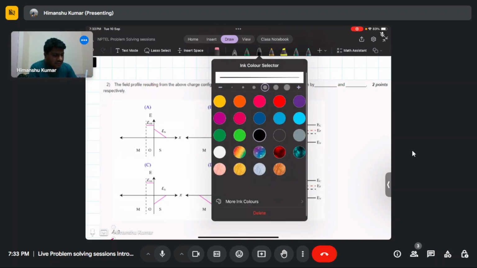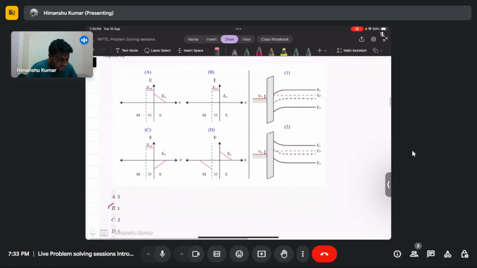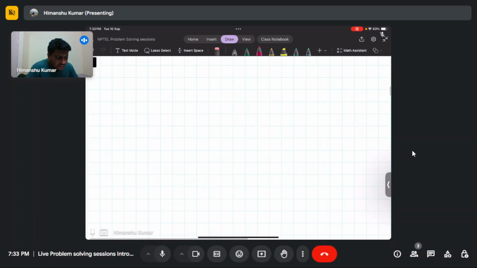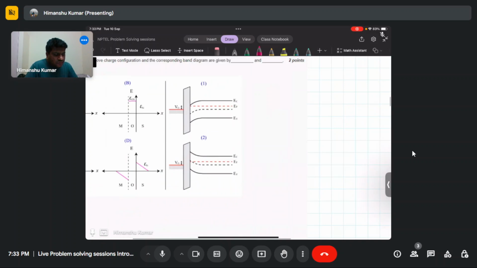Okay, so let's start the next problem. The field profile resulting from the above charge configuration and the corresponding band diagram is given by... so basically we need to consider which field profile. The substrate is n type, so the bias is negative.